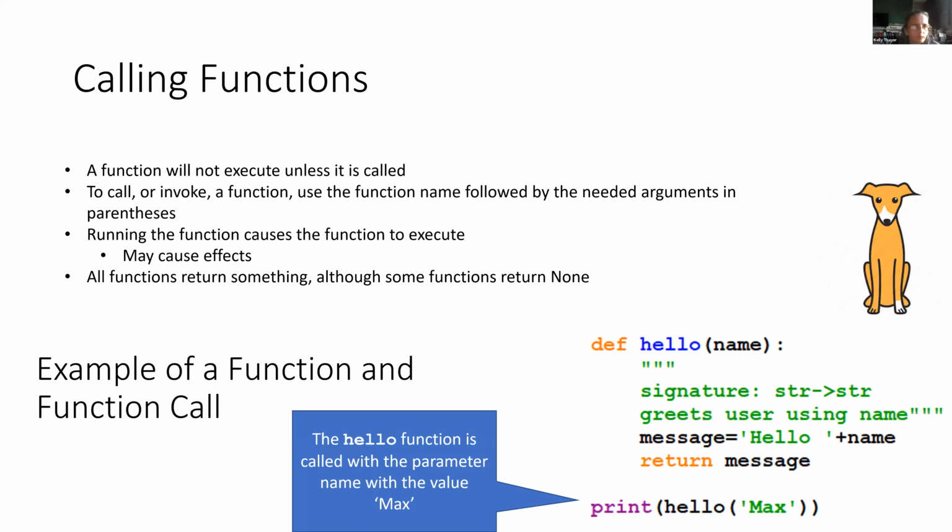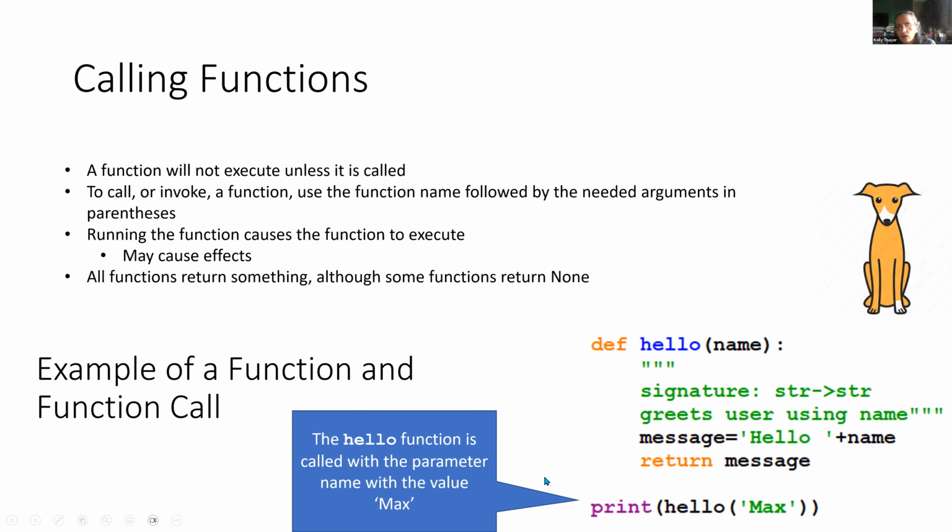Speaking of function calls, let's take a look at those in some detail. This is a cartoon version of my doggy, a greyhound. And a function will not execute unless it is called. This is very important. To call or invoke a function, we would use the function name followed by the needed arguments in the parentheses. Running the function causes the function to execute. It may cause effects, things to happen. If it didn't, then it wouldn't be very helpful now, would it? All functions return something, although some functions return none. We will have much more to say about this coming up.